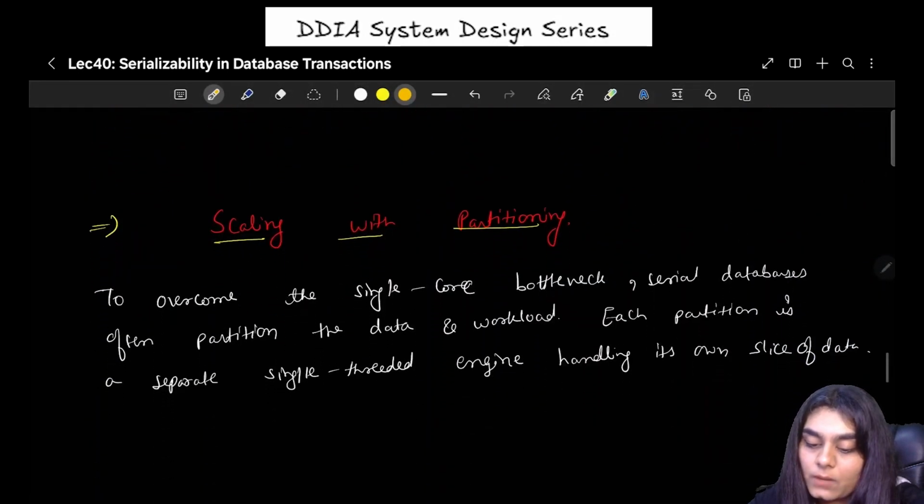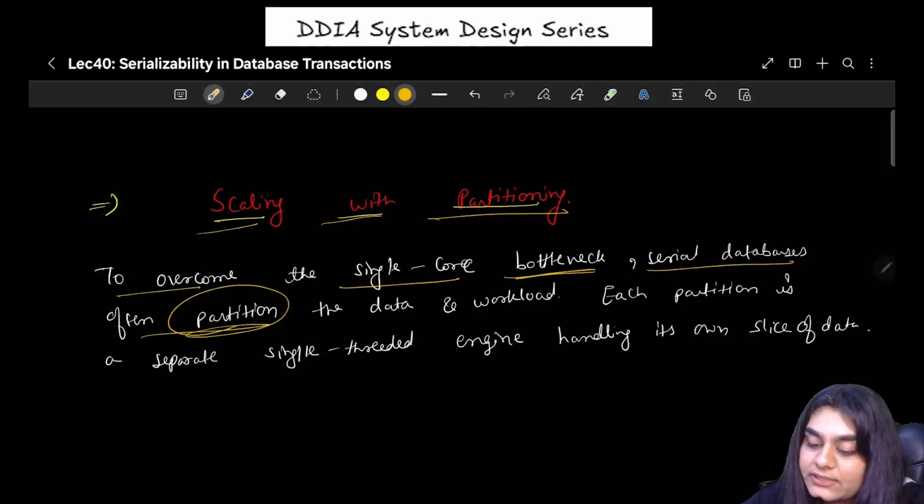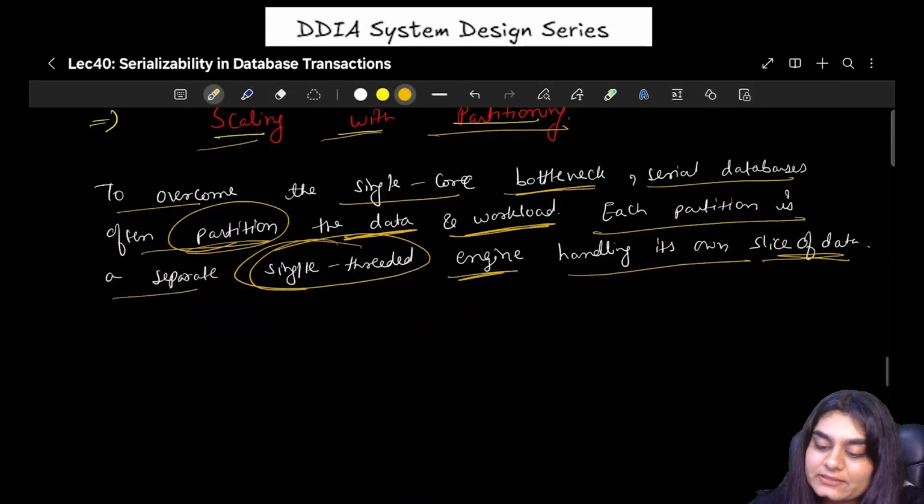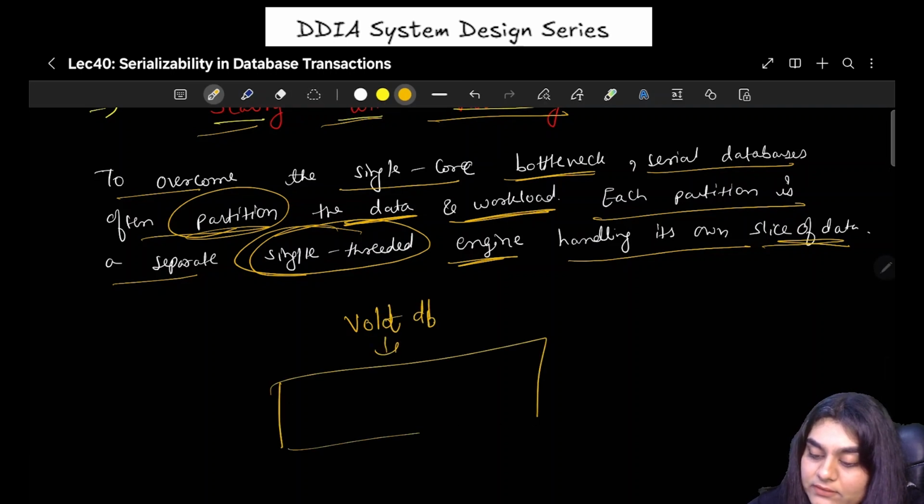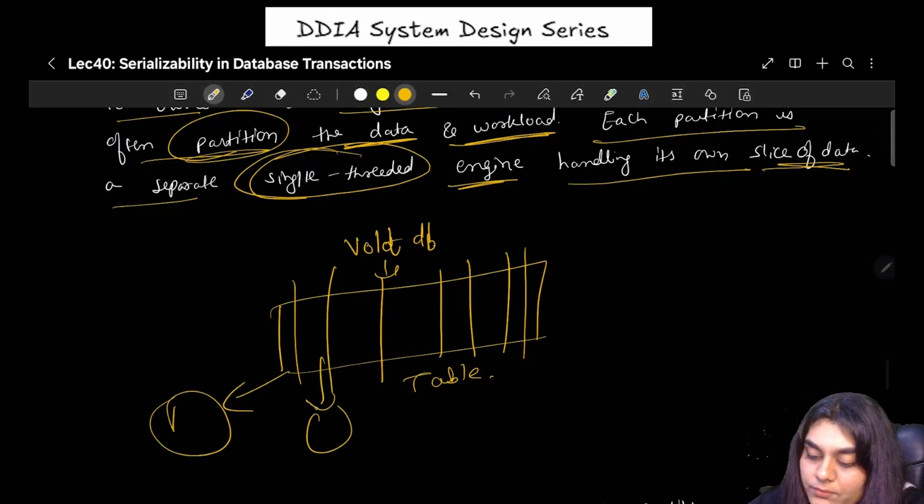Let's move forward. Let's talk about scaling with partitioning. To overcome the single core bottleneck, serial databases often partition the data and workload. Each partition is a separate single threaded engine handling its own slice of data. Let's understand this by taking an example. Suppose there is VoltDB. It divides the table into multiple partitions or sites on one or more machines.